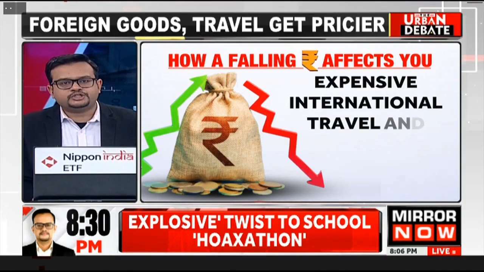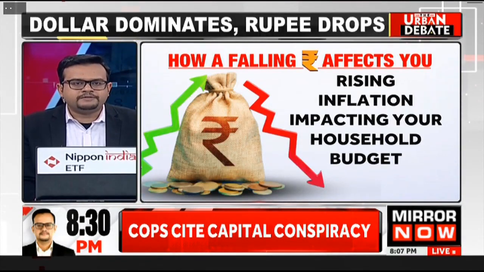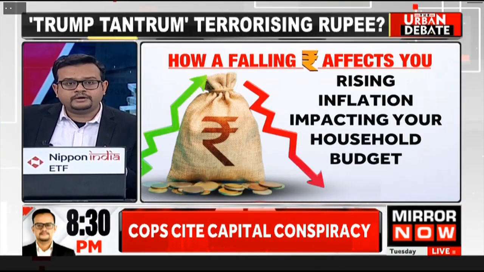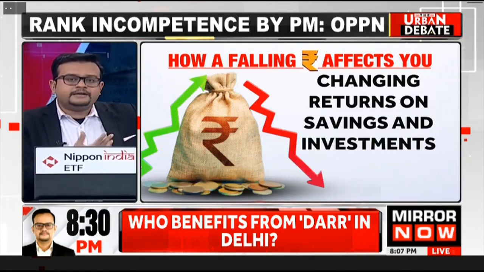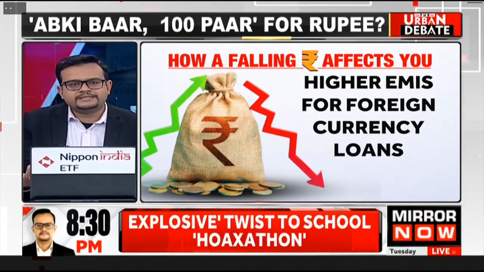Then there's higher inflation, with imported goods and raw materials becoming costlier, as we've told you. Also savings and investments. If you invest in mutual funds or stocks with significant foreign exposure, returns will be impacted. There's only one positive side. If you have relatives abroad, the money they send you will fetch you more rupees. So that's the only silver lining.